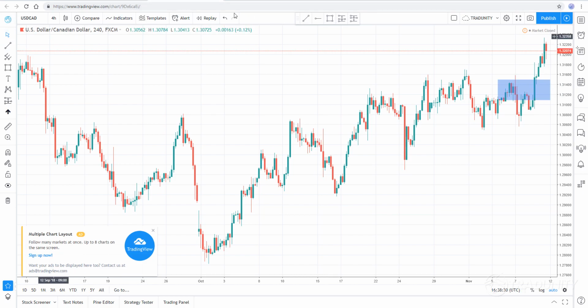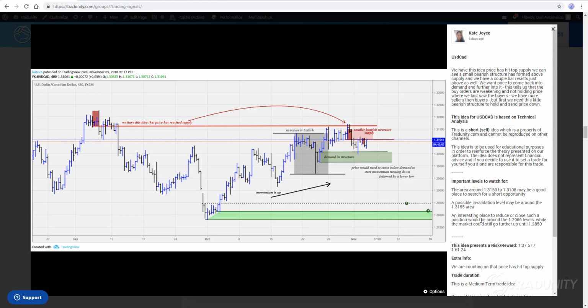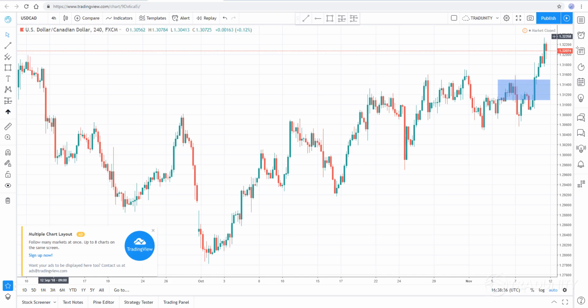placed her stop. She placed her stop at 13155, which is more or less here. Okay, so as you can see, the stop was placed at the level of the previous high, at the level of the closing of the previous high.